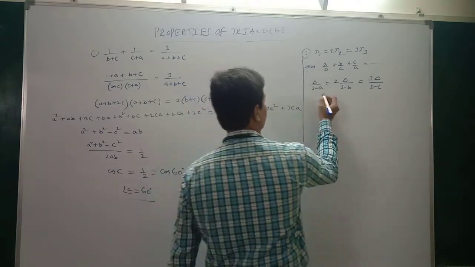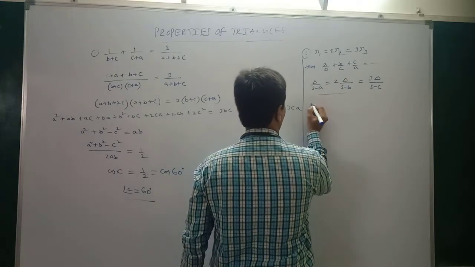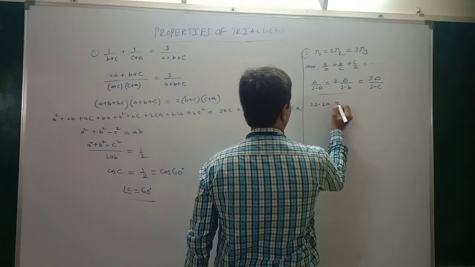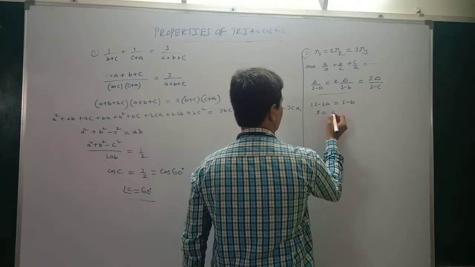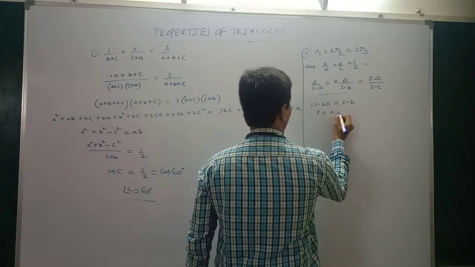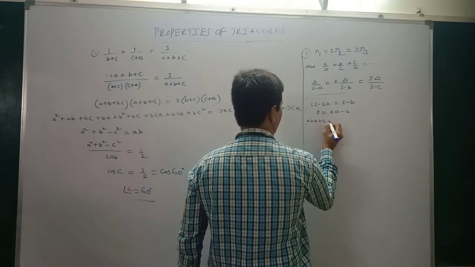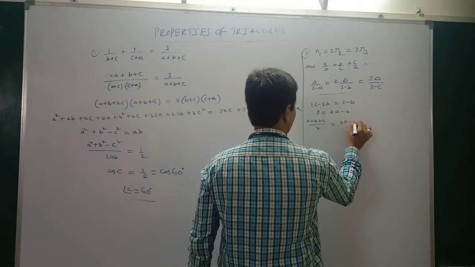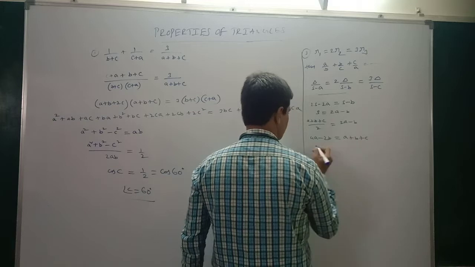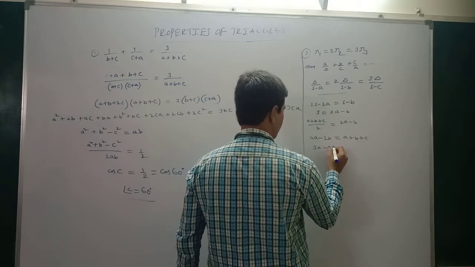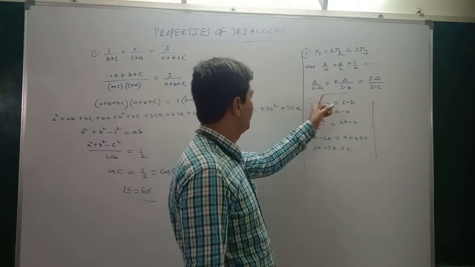See here. Let us equate the first two. Here delta gets cancelled. After simplification, what will we get now? This is 2S minus 2A equals S minus B. Take this to the left side. This is S equals 2A minus B. S means A plus B plus C by 2 equals 2A minus B. So this is obviously 4A minus 2B equals A plus B plus C. So after simplification, this is 3A minus 3B equals C. So this is the relation we got by equating these two.